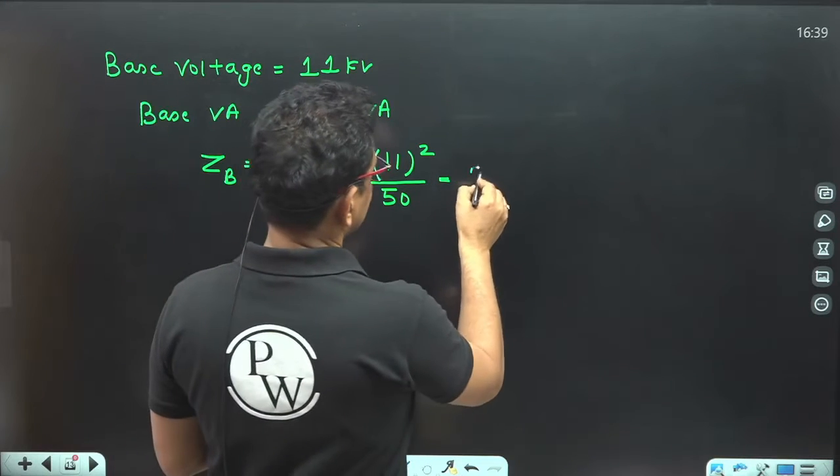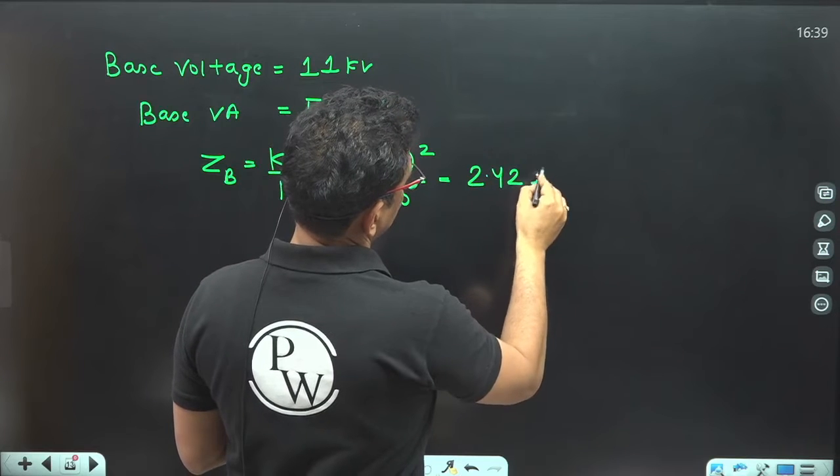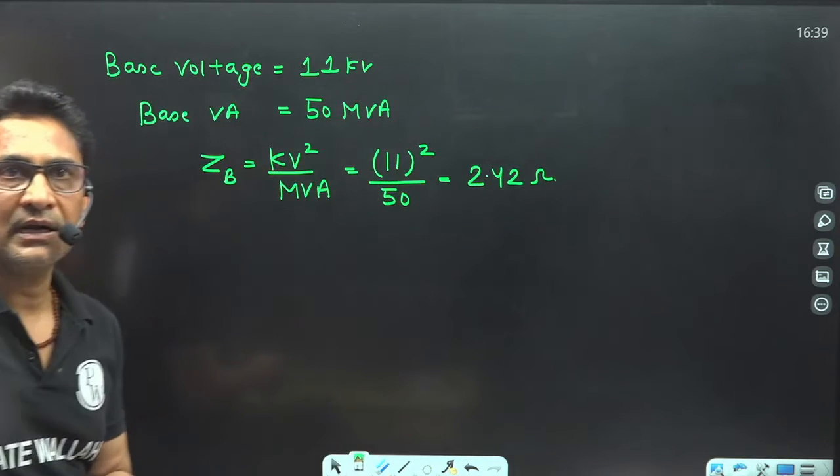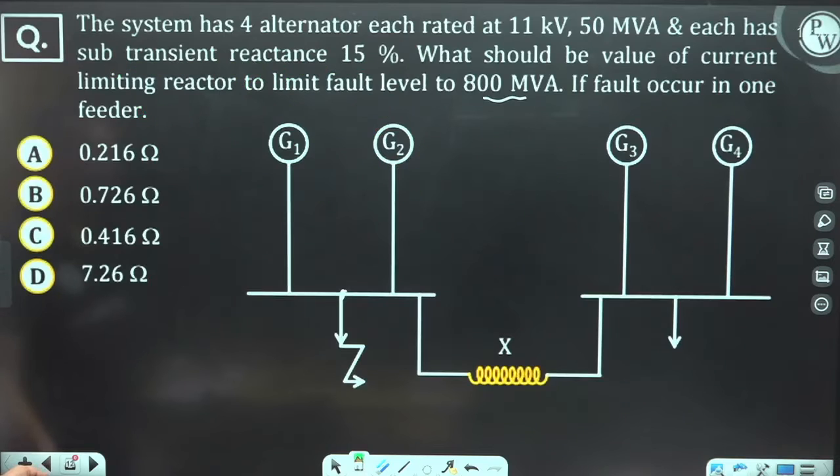2.42. 2.42 ohm is the right option. Clear?